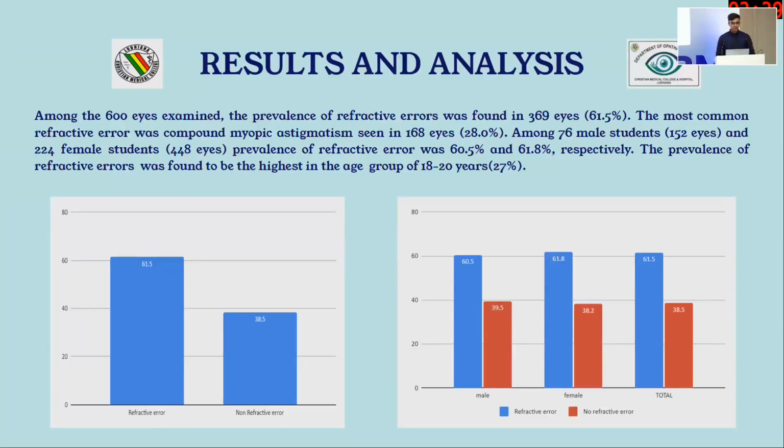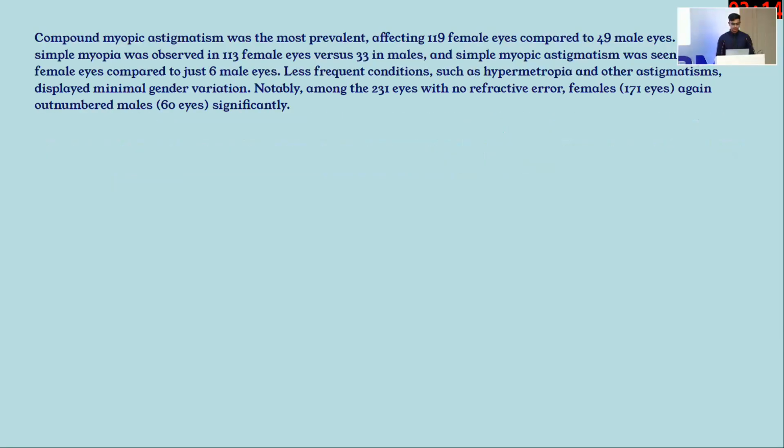Results and analysis. Among the 600 eyes examined, the prevalence of refractive errors was found in 369 eyes, accounting for 61.5%. The most common refractive error was compound myopic astigmatism, seen in 168 eyes. Among 76 male students and 224 female students, prevalence of refractive error was 60.5% and 61.8% respectively. The prevalence of refractive error was found to be the highest in the age group of 18 to 20 years.